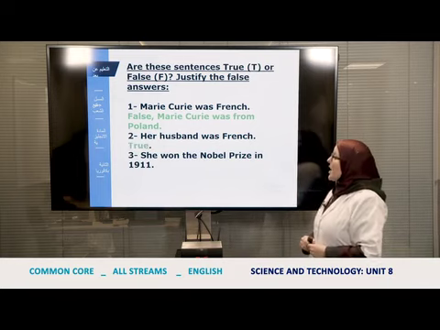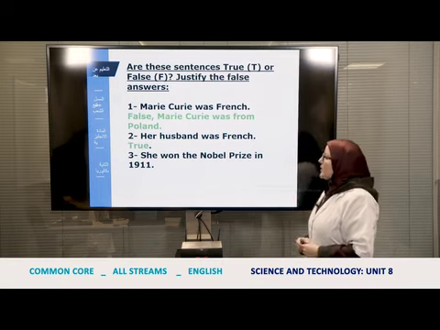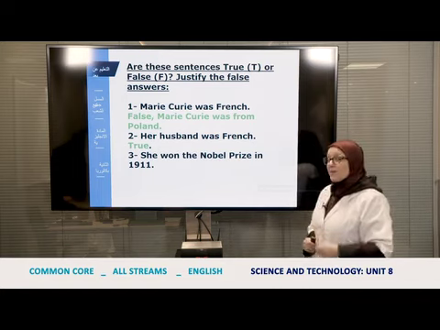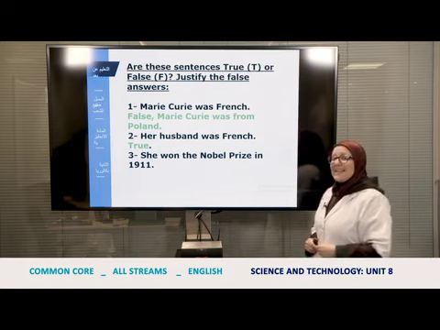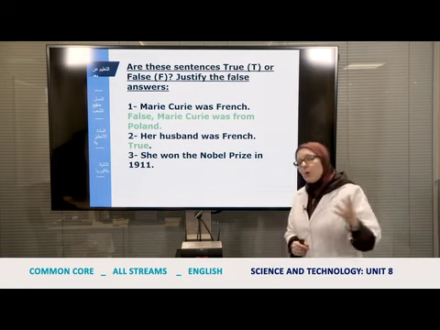The second one, her husband was French. Yes, true. Her husband was French and she lived with him in France. Number 3, she won the Nobel Prize in 1911. Do you think that this information is true or false?